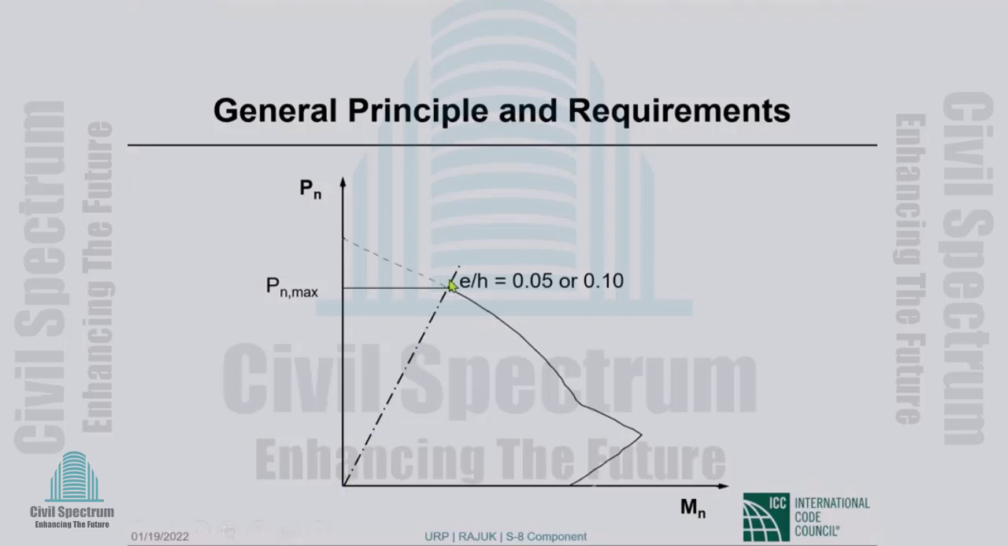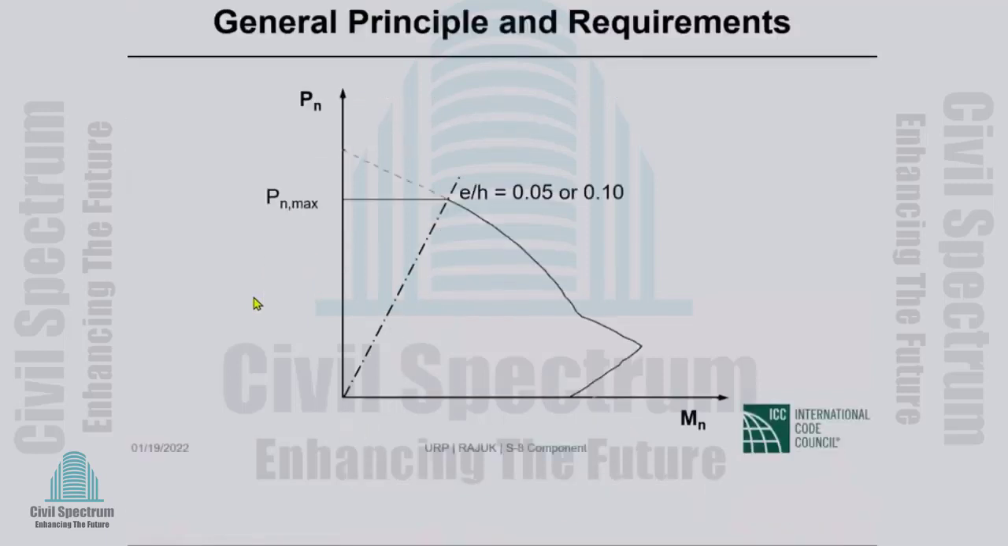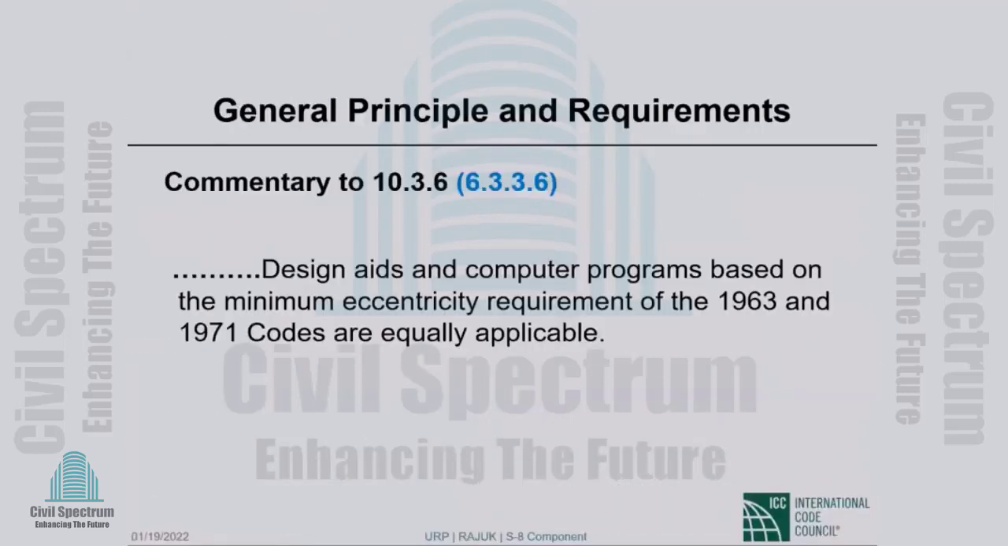This is eccentricity of 5% or 10% of H. Now, if the load is applied at an eccentricity, that amounts to a moment applied to the column. So instead of being here, we'll be here on the interaction diagram, and the axial load carrying capacity will go down. This is why the 0.85 or 0.80.